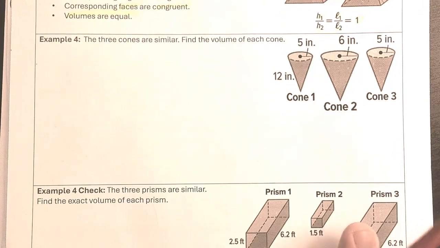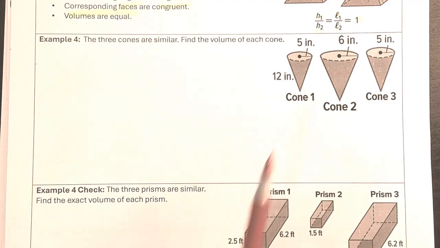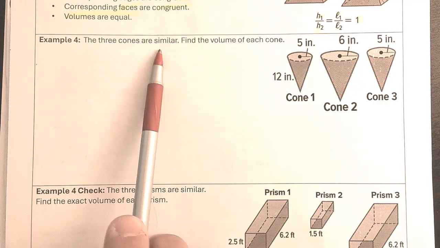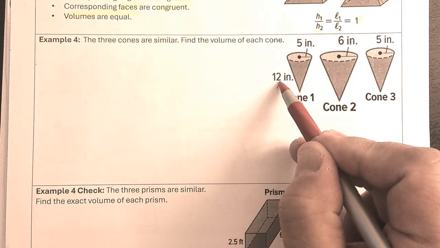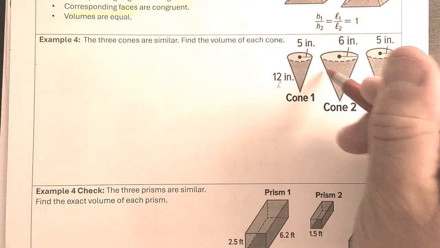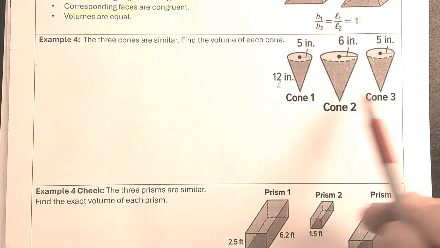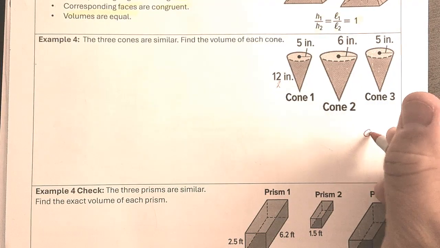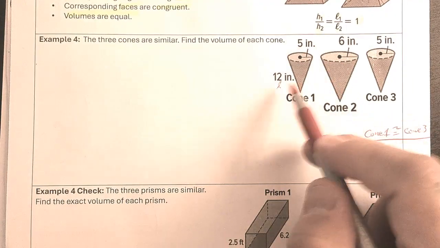Okay, so we have an example and a check. The check is much easier, I think, than this, but it's not bad. For example 4, we have 3 cones that are similar. Find the volume of each cone. They don't give us the height. They give us the slant height, and we need height in order to find the volume of the cones. I can tell you, cones 1 and 3 both have the same radius. I'm just going to write here, cone 1 is congruent to cone 3. Same shape, same dimensions.